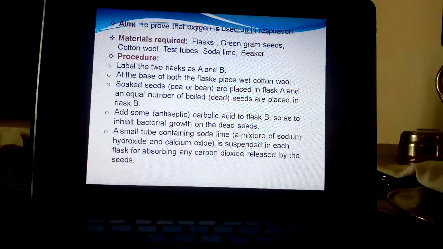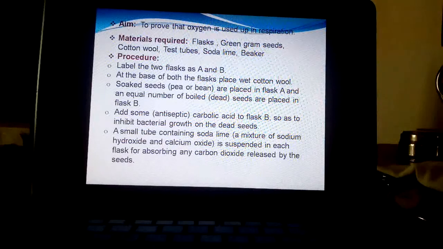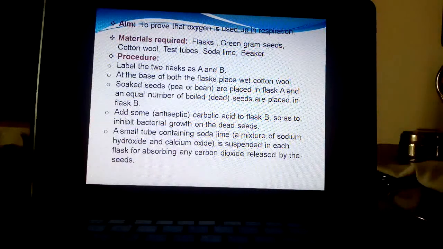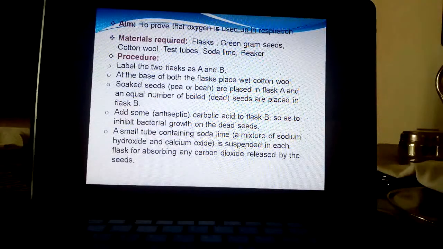Before going for the aim, we'll learn this. Any experiment you learn, children, you'll learn 5 things: aim, material required, procedure, observation and conclusion. So any experiment, from the next experiment onwards, we'll directly go to the experiments. Okay. So for any experiment, 5 steps we should learn.